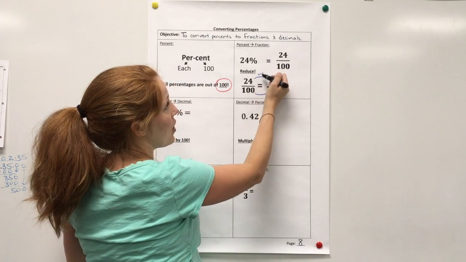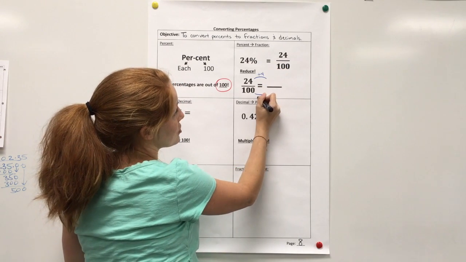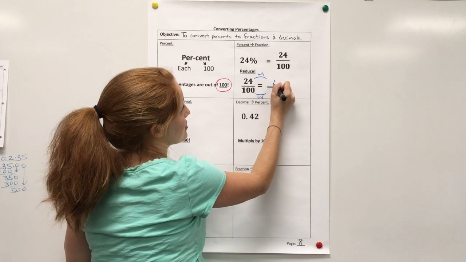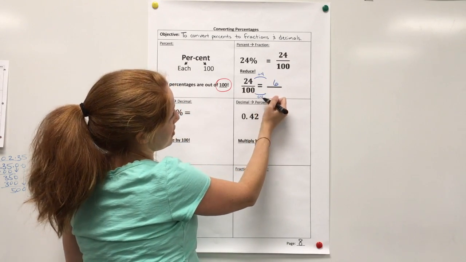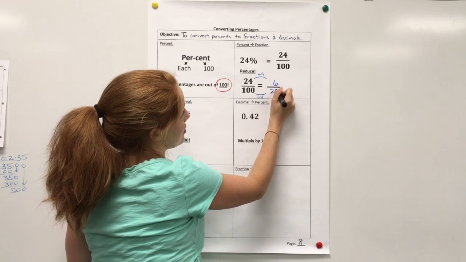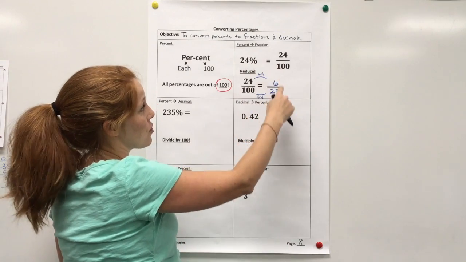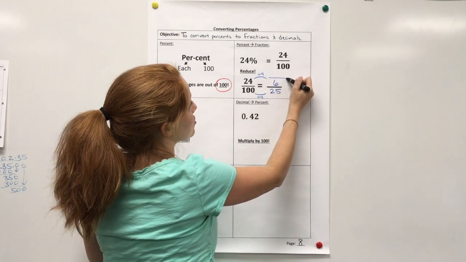And whatever I do to the numerator, I have to also do to the denominator. 24 divided by 4 is 6. And 100 divided by 4 is 25. So 24% as a fraction in simplest form would be 6/25.